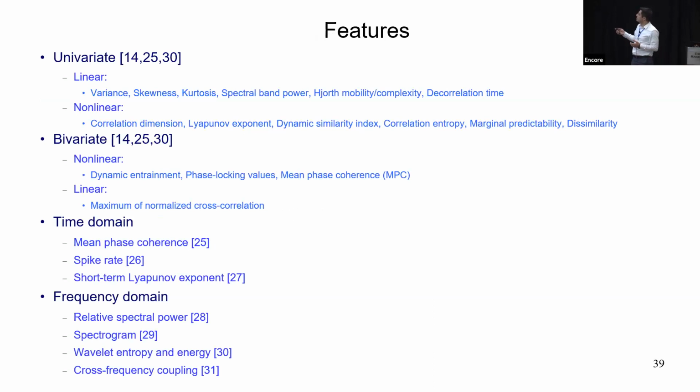So this is the long list of features that I've tried to include in this slide. We see univariate, linear and nonlinear, bivariate, linear and nonlinear, and we see different kinds of time domain and frequency domain features.